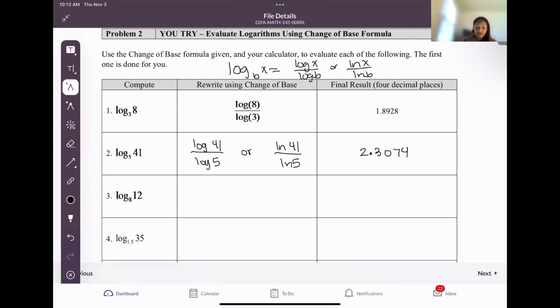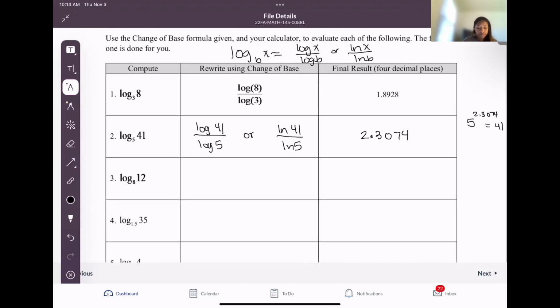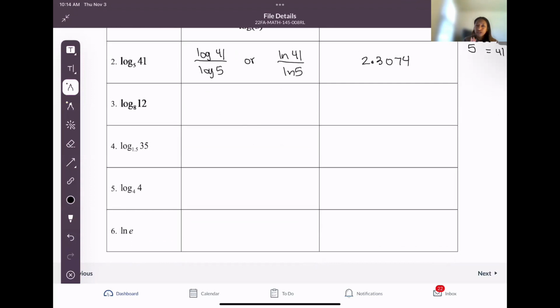And just so that we don't forget what this even means, this is telling us that if we take 5 and raise it to the 2.3074 power, that should be equal to 41. So we're solving for the exponent that's going to give us the number we're taking a log of. All right, once you know this rule, it's not too bad.